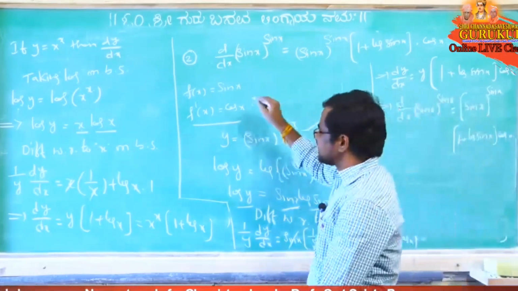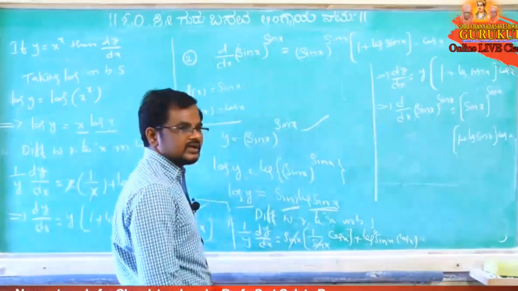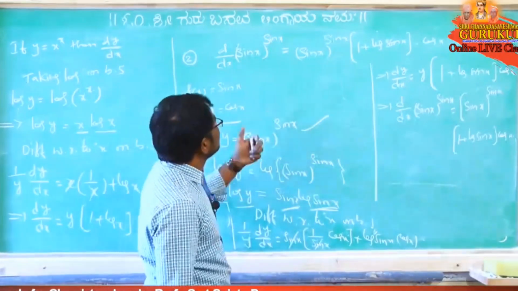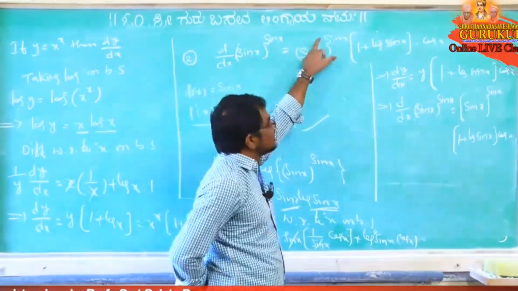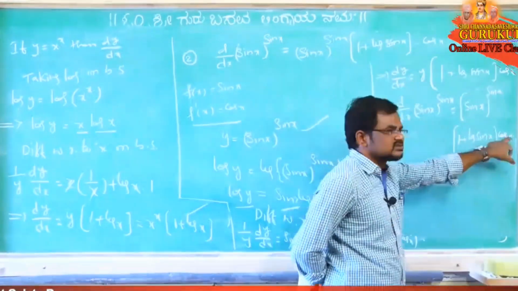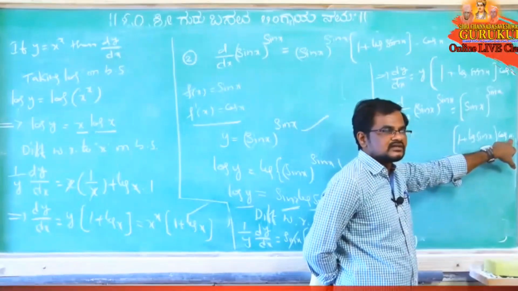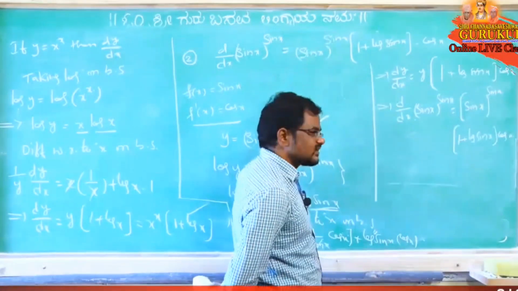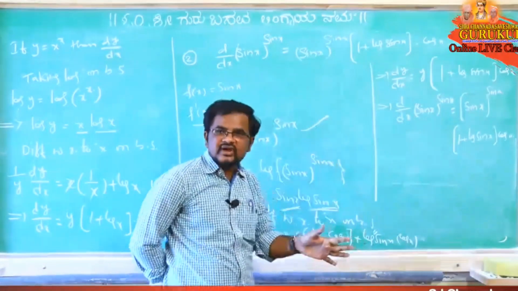Here you get the same thing as the previous one: (sin x) whole power sin x and 1 plus log of sin x, differentiation of sin x is cos x. So this is the entrance part, and this is the theory part.